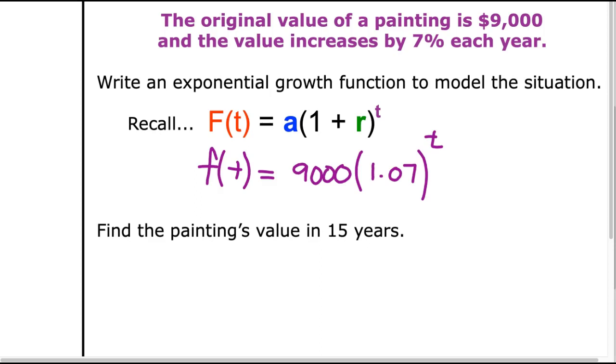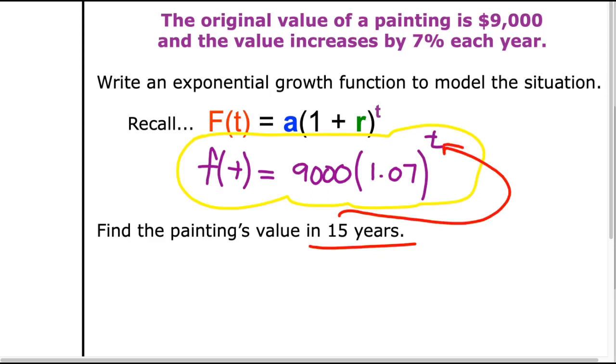So now the question says, all right, there's my formula. And now it's going to say, I want to know what the value is after 15 years. So I take 15 and I substitute that in for t. So I have f of 15 is equal to 9,000 times 1.07 to the 15th power.